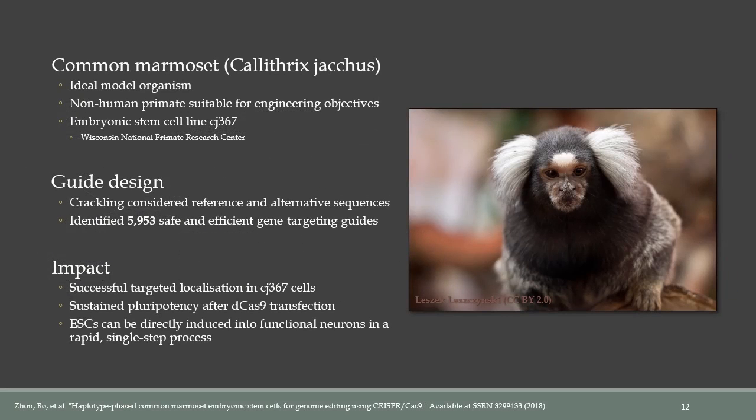The common marmoset is an ideal non-human primate that can be used for engineering objectives. We designed guides for the embryonic stem cell line CJ367. Using the reference and alternative sequences of the marmoset, Crackling identified nearly 6,000 safe and efficient gene targeting guides. Using these guides, we successfully targeted CJ367 cells and sustained pluripotency after dead Cas9 transfection. We also induced functional neurons in a rapid and single-step process.